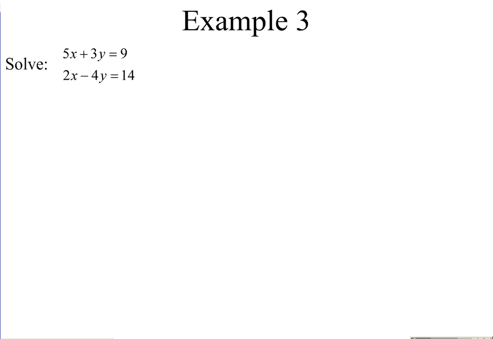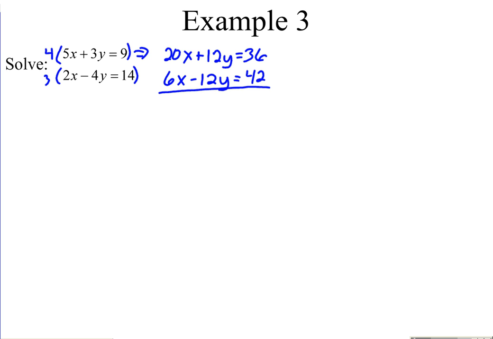Number 3. I'm going to use elimination once again. If we eliminate y's, that means I need to multiply the top equation by 4. We get 20x plus 12y equals 36. Bottom equation I need to multiply by 3. We get 6x minus 12y equals 42. Now if we add those two equations together, 20x plus 6x, 12y minus 12y is eliminated, which is what we want. Divide by 26, we get x to be 3.